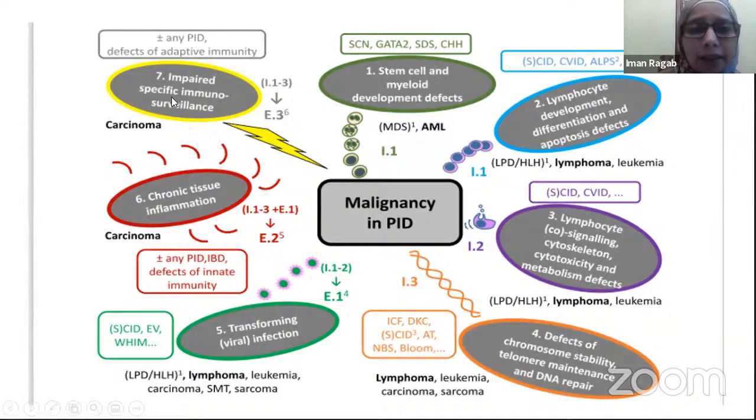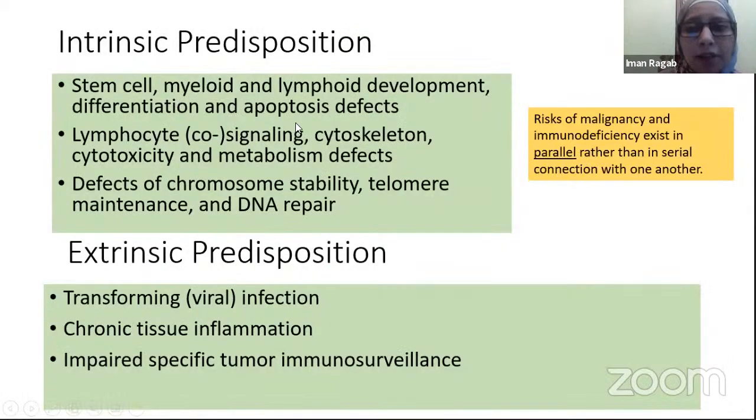In the presence of intrinsic predisposition, the risk of malignancy is parallel to the immunodeficiency state. So it's not following it like in the extrinsic predisposition, when it's stimulated by viral infection and chronic tissue proliferation. And for sure, the very famous immune surveillance defect in those patients.